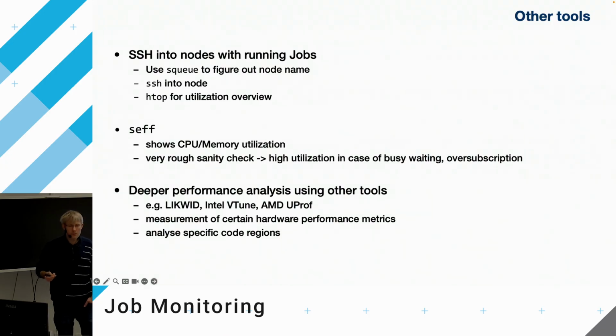And finally, if you want to go deeper into performance analysis of your application, there are further tools, for example, LIKWID, as we've seen, to do some experiments and measurements of very specific metrics that are available on the CPU. You can also use Intel VTune or AMD uProf to do some analysis and check some hardware performance metrics to see what the CPU is doing and how your application behaves. And you can even do this for specific code regions, not for the complete application.